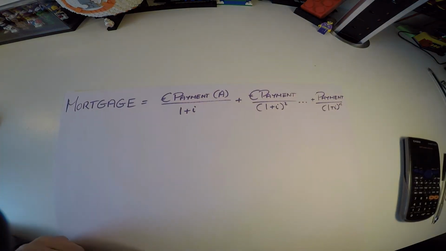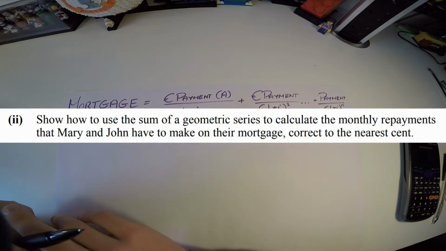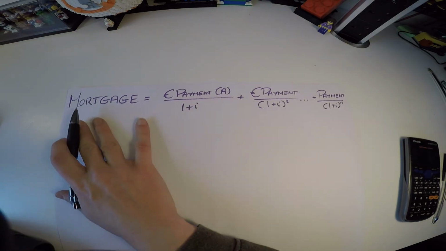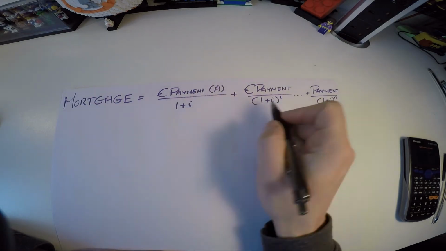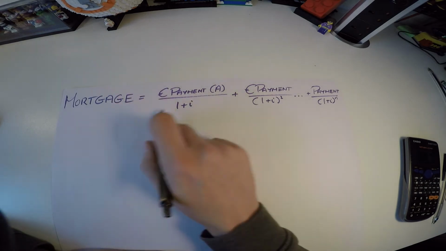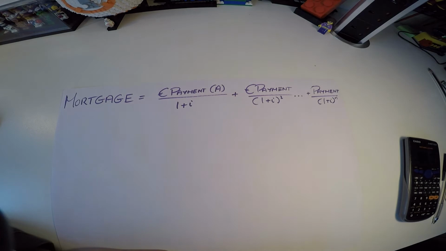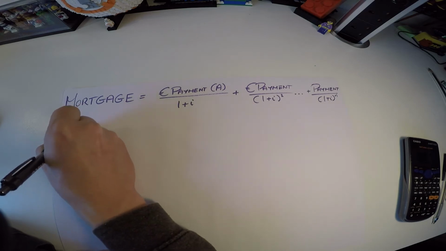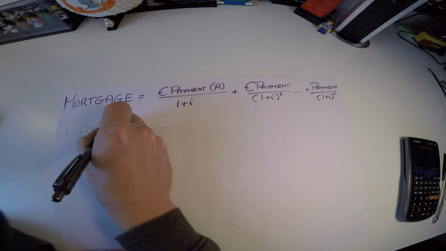So part 2 says show how to use the sum of a geometric series to calculate the monthly repayments that they make on their mortgage correct to the nearest cent. So we know that using a geometric series, a mortgage can be represented as this: each payment made over the 1 plus I interest rate, so a rearrangement of the compound interest formula, effectively finding the present value of each payment. Okay? So if we look at what we have, we know that we have our monthly interest rate I now from the previous part to be 0.00487.